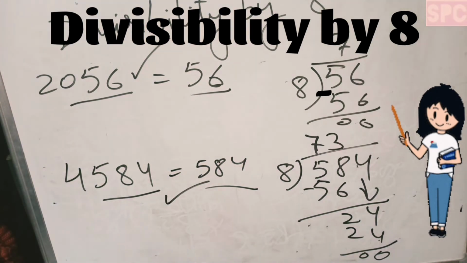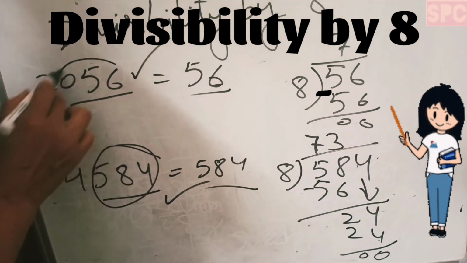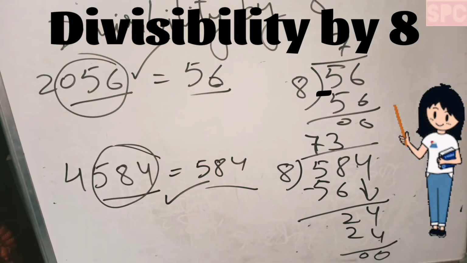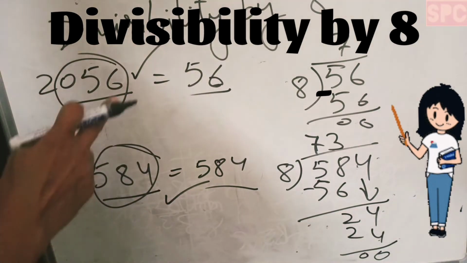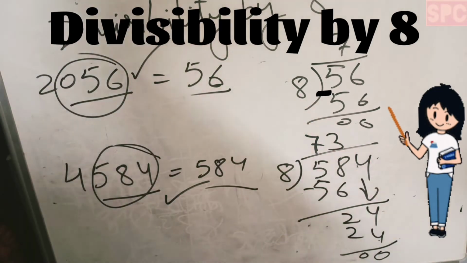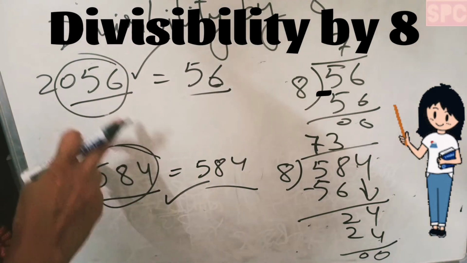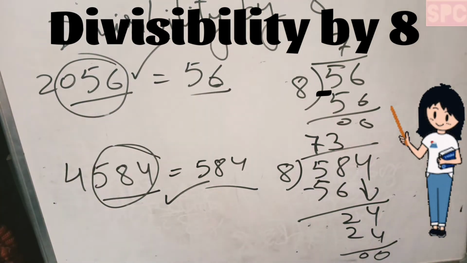So howsoever big a number you have got, you just have to see the last 3 digits. If the number formed by the last 3 digits is divisible by 8, then the entire number will be divisible by 8. So you just have to check the last 3 digits. Simple? It's very easy. Let's move on to divisibility by 9.